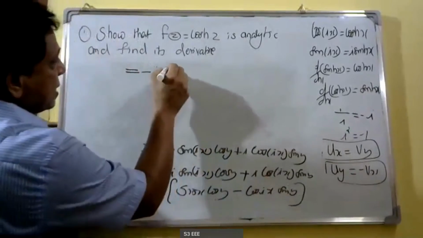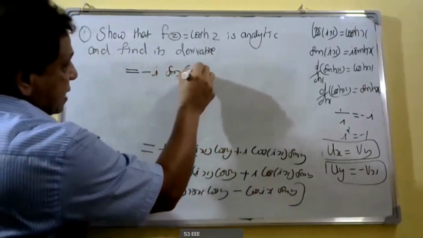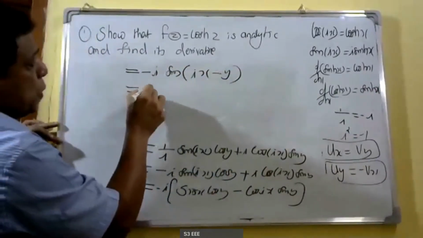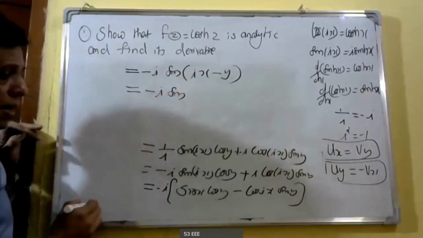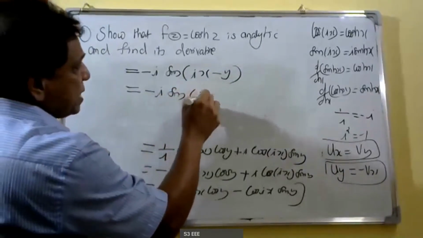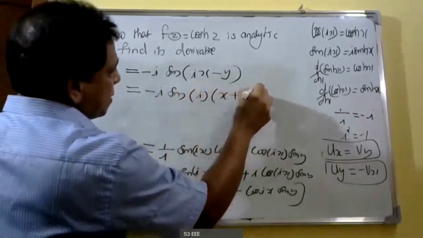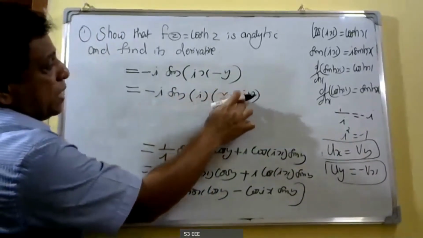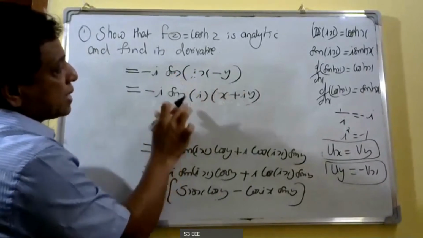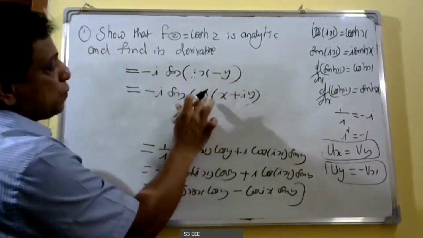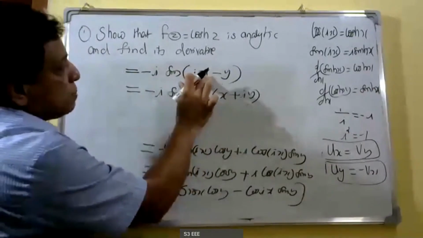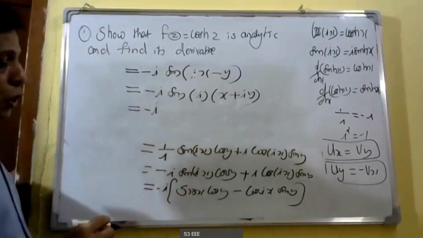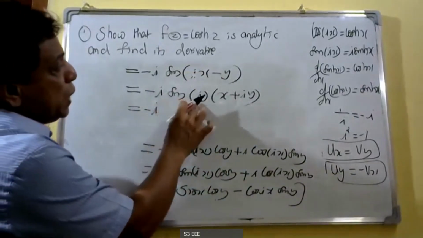This can be written as sin(ix - y), that is equal to -i sin(i(x + iy)). When we open the bracket, ix and i·i² gives minus, so taking i outside, x - y becomes x + iy. Therefore, this is equal to -i sin(i(x + iy)).